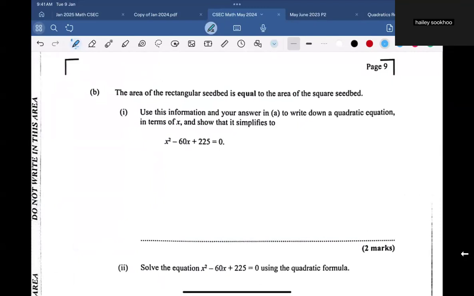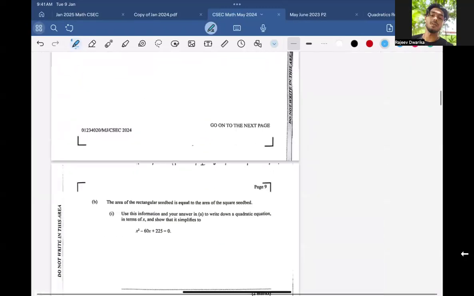The area of the rectangular seed bed is equal to the area of the square seed bed. Using this information and your answer in A, write down a quadratic equation in terms of x and show that it simplifies to x squared minus 60x plus 225 equals 0. Right, I'm not gonna say anything. I want you to figure this out.